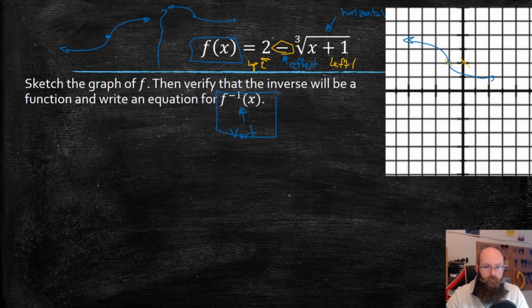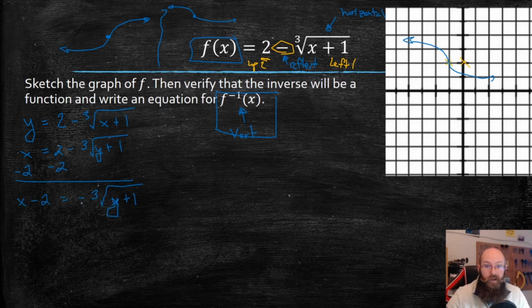Sweet. Then verify that the inverse will be a function and write an equation for that inverse. Let's write the equation for that inverse. First thing I'm doing is switching out my f of x for my y. And then I'm going to switch my x's and y's and solve for my new y value. So 2 minus cube root of x plus 1. Let's switch x's and y's. Now I need to solve for y. So I'm going to subtract my 2.